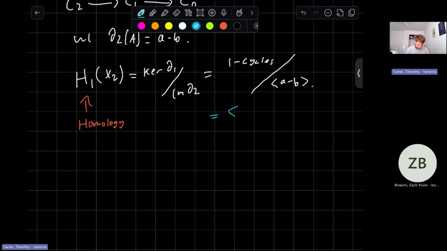Right, so this is generated by B minus C, C minus D, and rather the dimension of H1 of X2 is equal to 2, meaning that we started with 3 holes, now we have 2 holes.